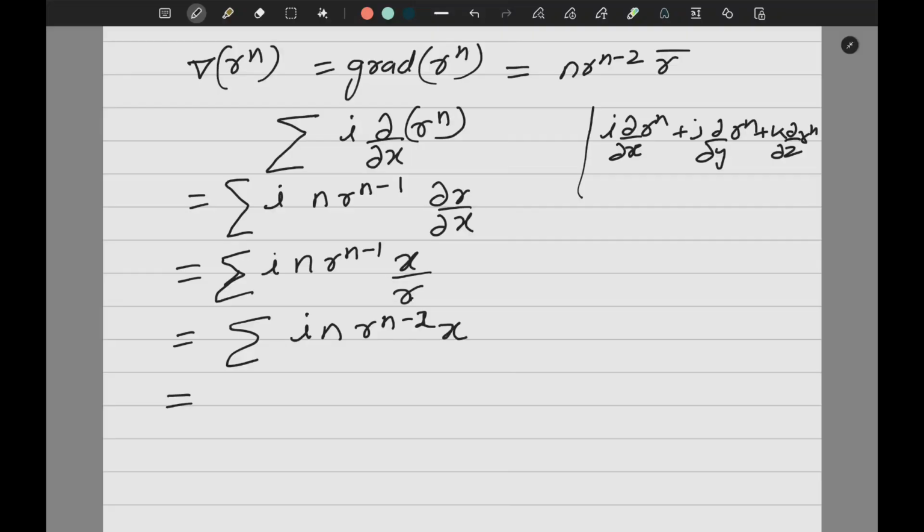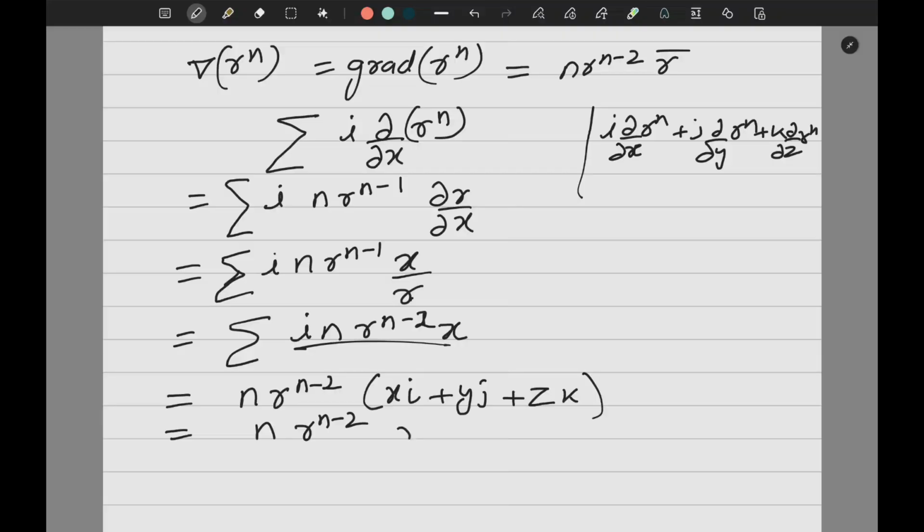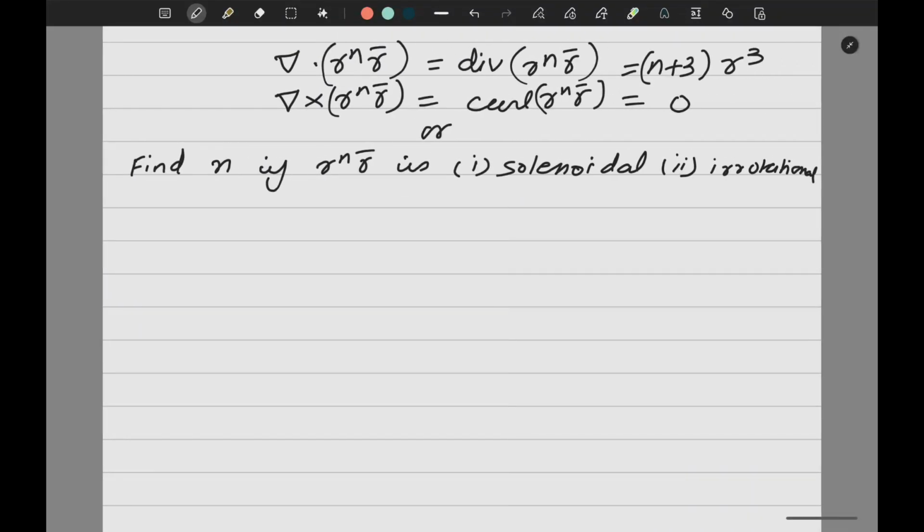Now I will open the summation. See, when you are opening the summation, n and r to the power n minus 2 are the common things which will come in all the terms. What is the different thing? xi in the first term, second term will give me yj plus zk. So my answer will be n r to the power n minus 2 r bar. Hence proved. Right? Let's move to the next question.